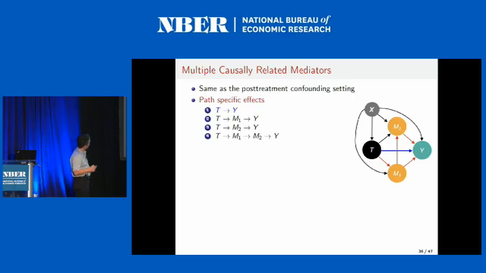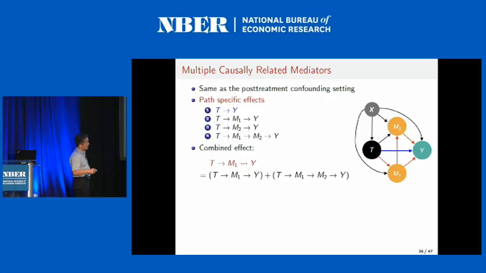There are different path-specific effects. Okay? There are 4 paths. T to Y, that's the direct effect. T to M1 to Y. T to M2 to Y. And then T to M1 to M2 to Y. What they do is they focus on the combined effect. The combined effect is the treatment effect on the outcome, everything that goes through M1. So there are 2 of these: T to M1 to Y and T to M1 to M2 to Y.